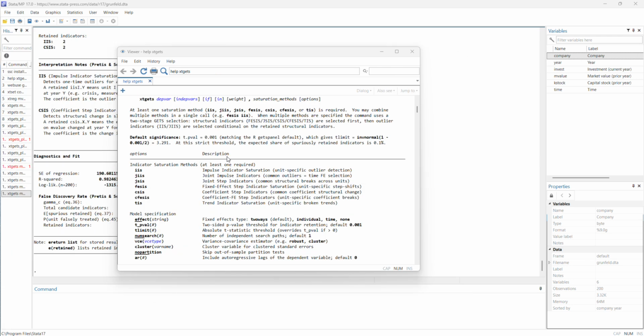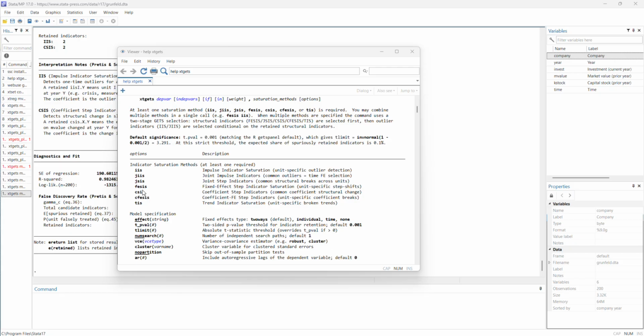So this test checks multiple things. First is IIS, which is impulse indicator saturation, which compares the cross section and then the cross section with time and sees if that interaction is an outlier compared to others. And then there is JIAS, which is outlier in time only. And then JSIS, which is structural breaks across cross sections.